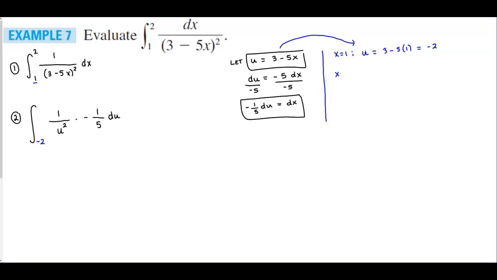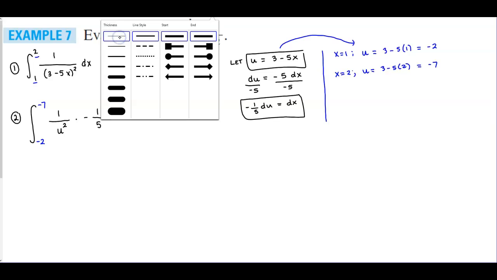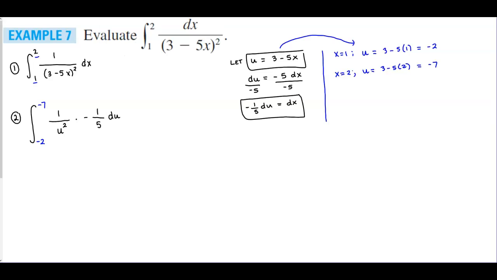And then we're going to let x equal the upper limit, which is 2. So u is going to equal 3 minus 5 times 2, which is going to give us negative 7. So now negative 7 becomes the upper limit. Okay, so now let's go ahead and factor out the negative 1/5. So we have negative 1/5, with the lower limit of negative 2 and the upper limit of negative 7, and this becomes u to the negative 2, and then that's du.